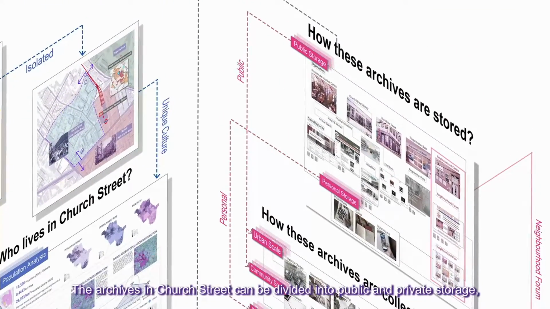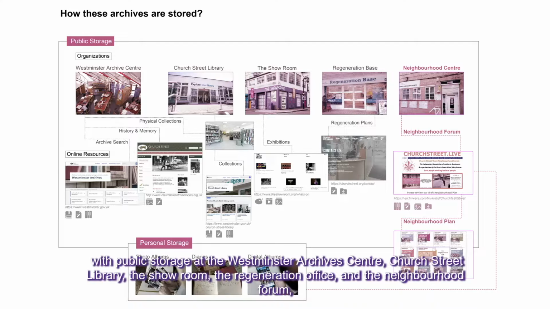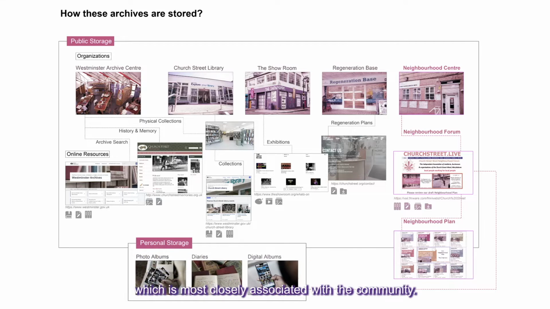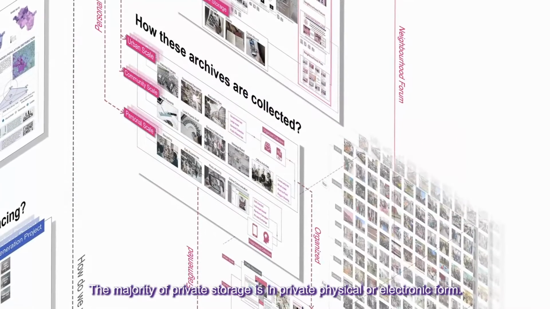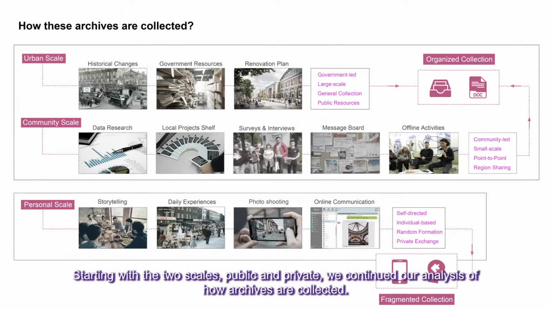The archive in Church Street can be divided into public and private storage, with public storage at the Westminster Archive Center, Church Street Library, the showroom, the regeneration office, and the neighborhood forum, which is the most closely associated with the community. The majority of private storage is in private physical or economic form. Starting with the two scales, public and private, we continue our analysis of how archives are collected.